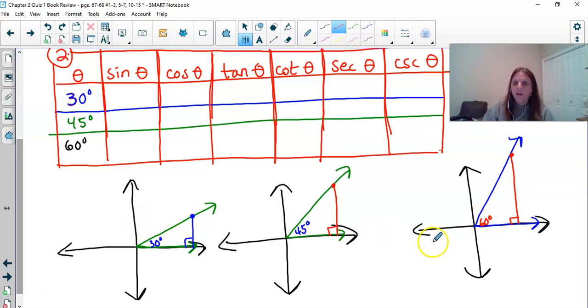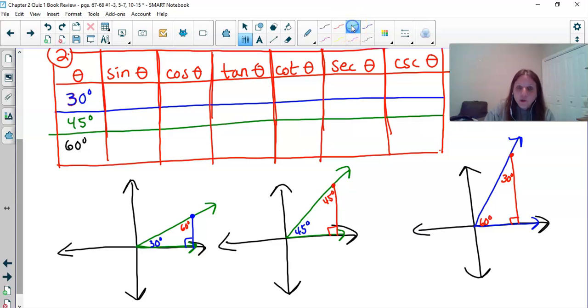Each one of these triangles then is a special right triangle. If this is 30 and this is 90, then this one would have to be 60 degrees. If this is 45 and 90, then that means this other angle up here is 45 degrees. And finally, we've got 60 and 90, so that means this one is 30. So we're looking at 30, 60, 90 triangles and 45, 45, 90 triangles.